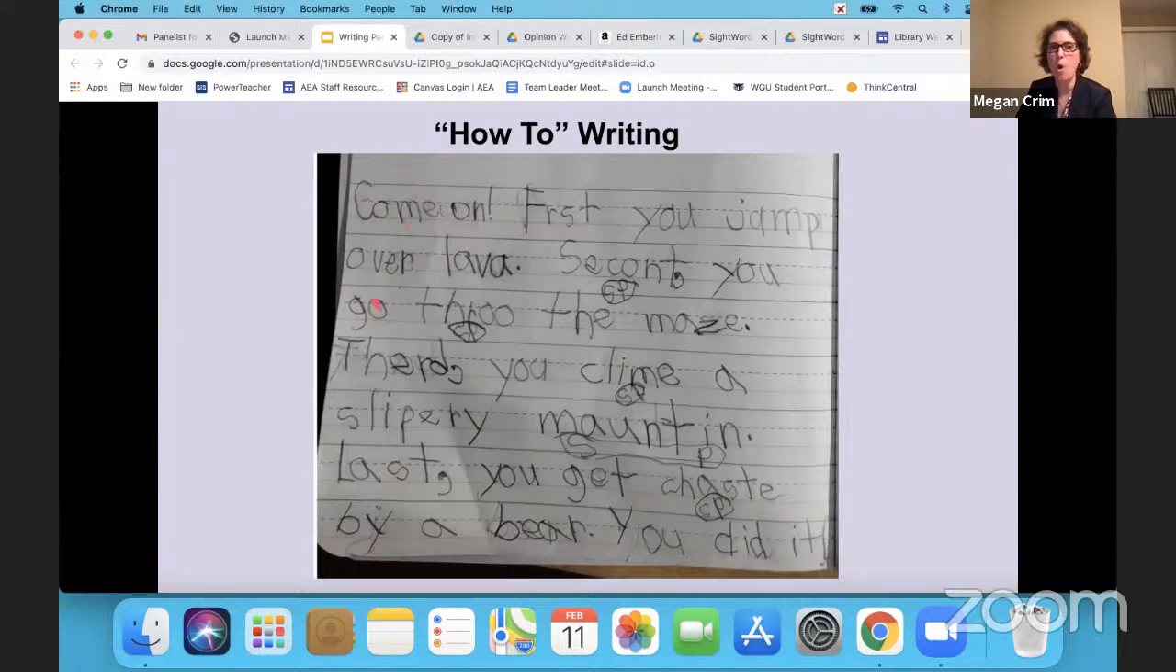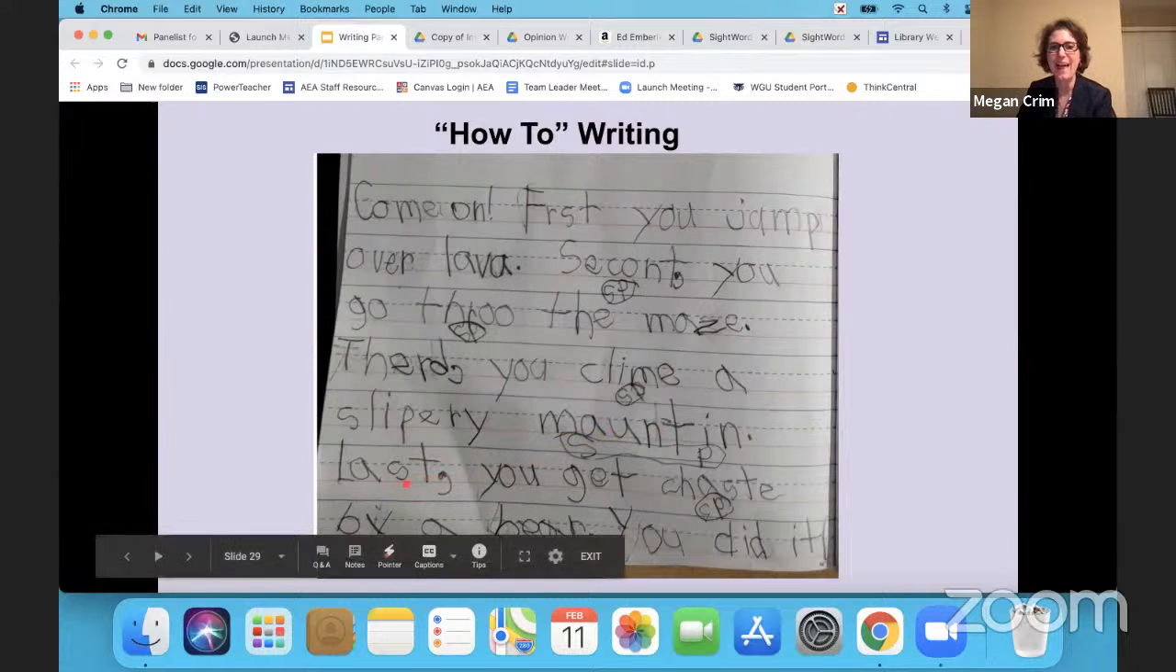First, you jump over lava. Second, you go through the maze. Third, you climb a slippery mountain. Last, you get chased by a bear. You did it. And I'm going to talk about this in a bit.